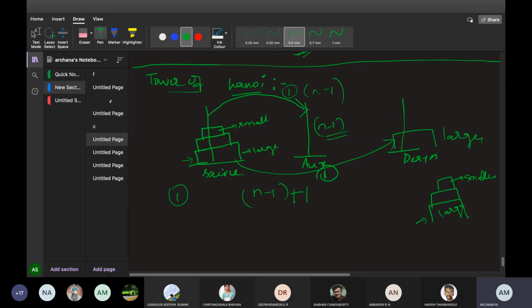Now, what you can do? You can think that when n minus 1 plates are on the auxiliary, the auxiliary now acts as the source for me, and the source becomes auxiliary. Again, move these n minus 1 plates to auxiliary, and from auxiliary again move those plates to destination. If you want, you can see this video of Tower of Hanoi, how the plates are moved. So again n minus 1 will come.